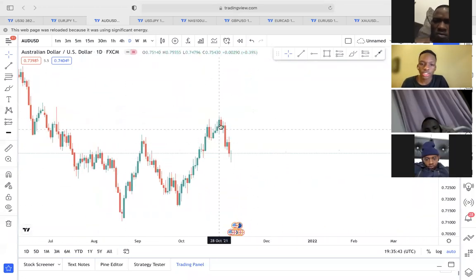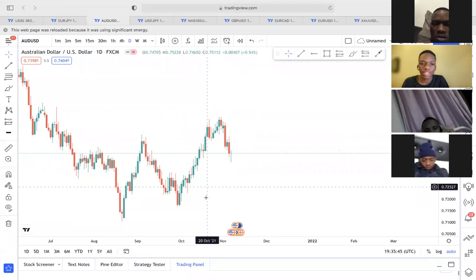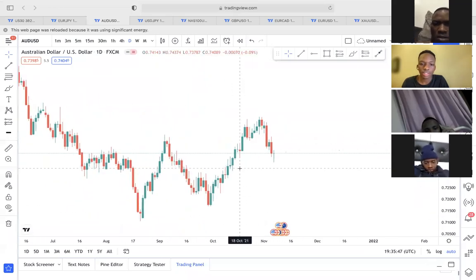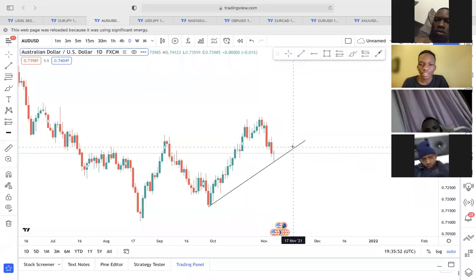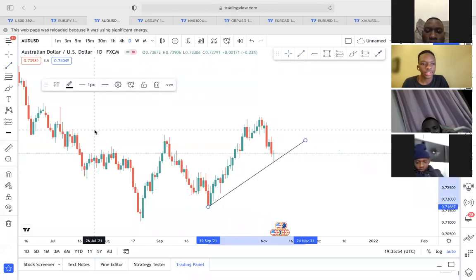So as I always say, guys, look at current market price. There's not much in terms of trend lines. Okay, let's see one. It's not good.